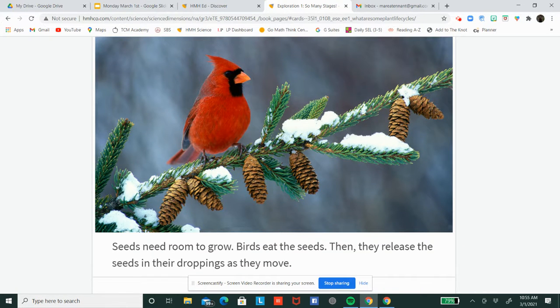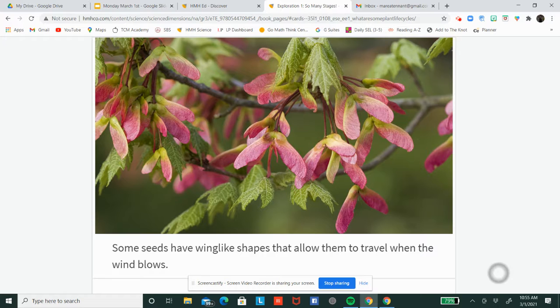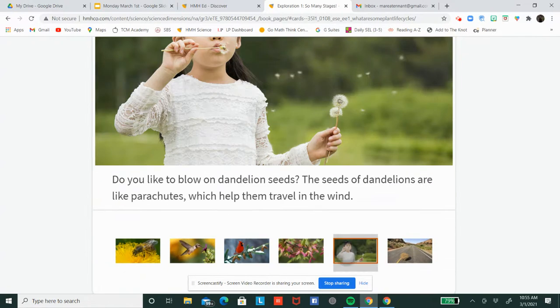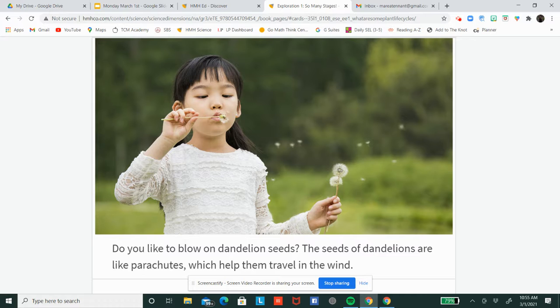Seeds need room to grow. So the birds will eat the seeds and then they release the seeds in their droppings. So when they go to the bathroom, as they move. Some seeds have wing-like shapes that allow them to travel when the wind blows. So if you've seen those before. And I'm sure we've all done it before when we pick a dandelion off the ground and you blow on them, maybe you make a wish. So those seeds of the dandelions, like they said in the video, they're similar to parachutes and it helps them travel in the wind.